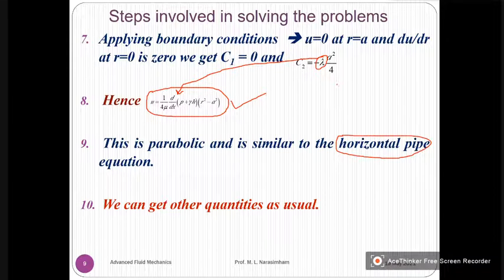So that means what? Horizontal means what? Fixed plates? Huh? Fixed plate, what? No, it is pipe. I am saying that the pipe.